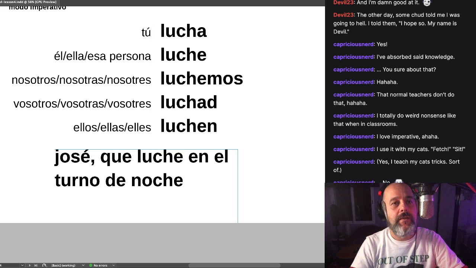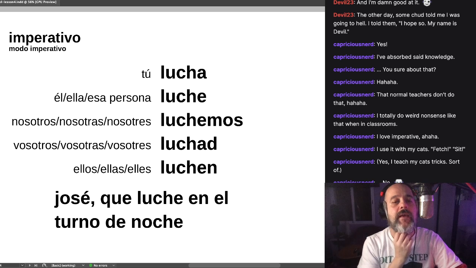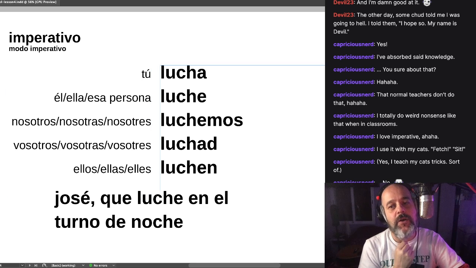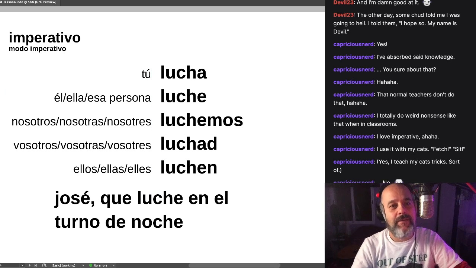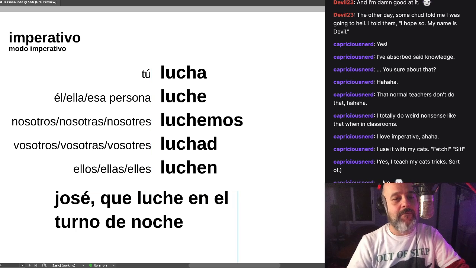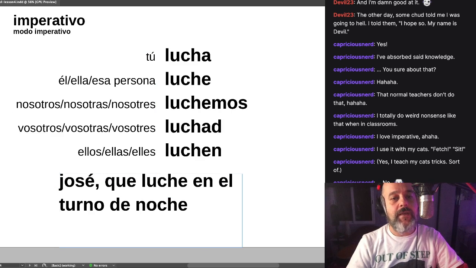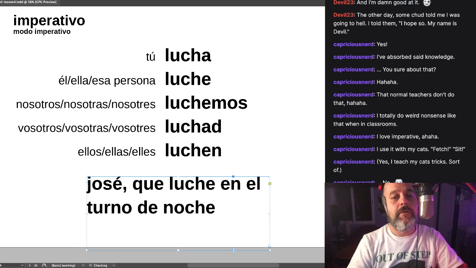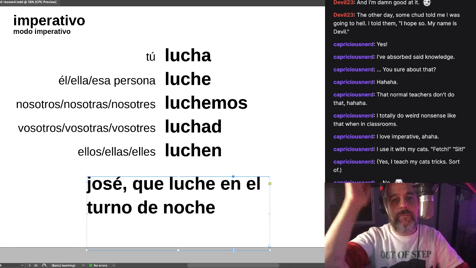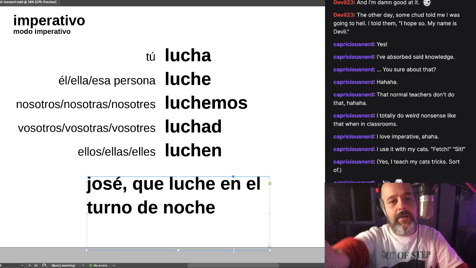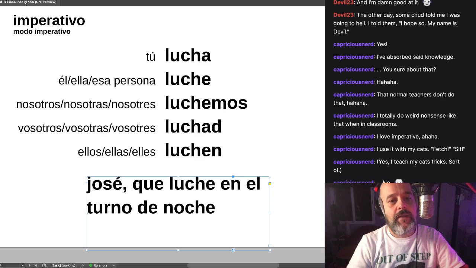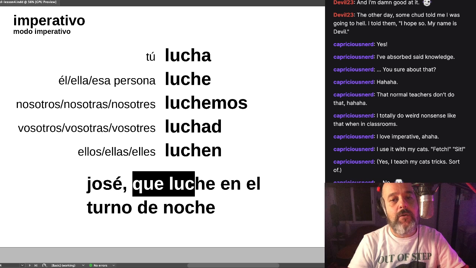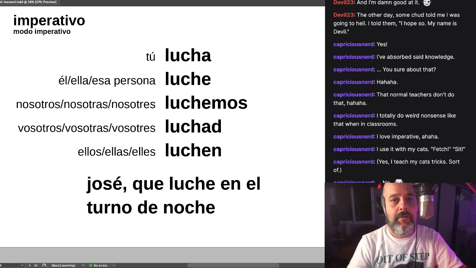Oh, which is, by the way, different for the negative of the imperative. I should include this actually. Because the negative of the imperative works like the subjunctive. So you use the subjunctive. I'm gonna pull the document of the subjunctive. I'm gonna finish with this example for now. José, que luche en el turno de noche. So, as of José, you or he must fight in the night shift. So José, que luche. You see, que luche. You use this with this tense over here.